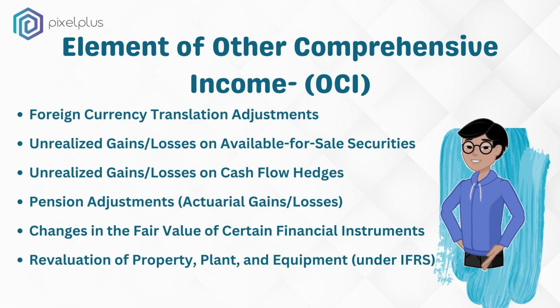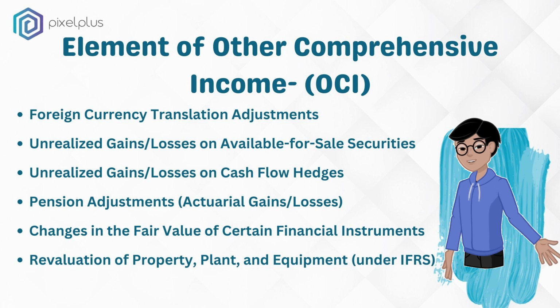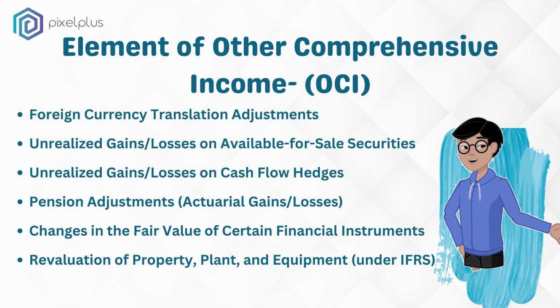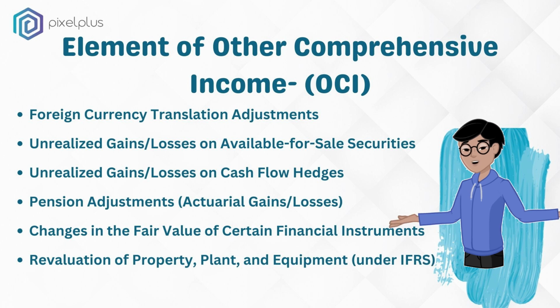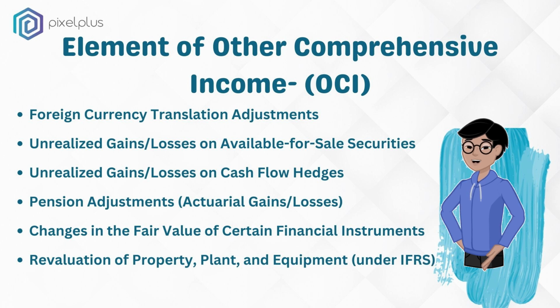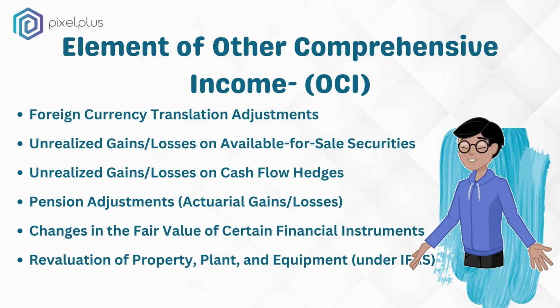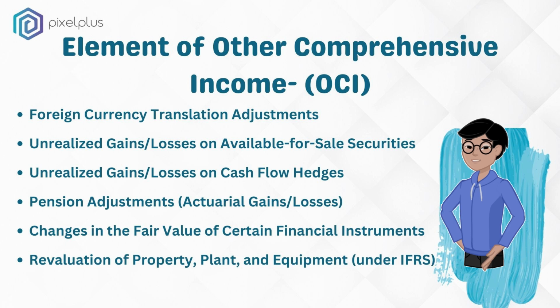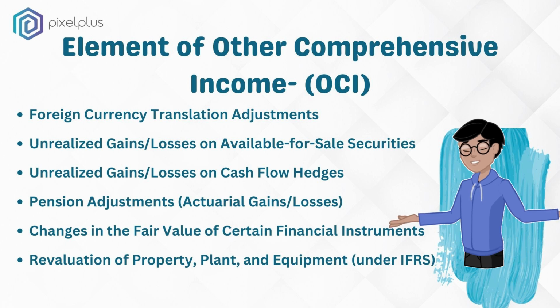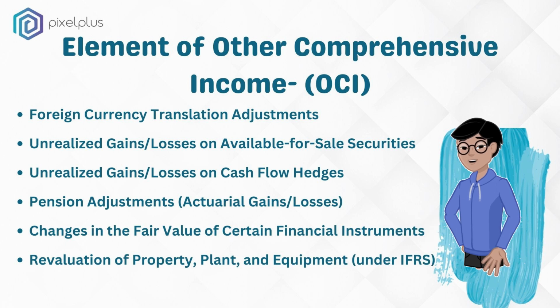The next thing in the OCI is unrealized gain or losses on cash flow hedges. Unrealized gain or losses on cash flow hedges relate to the derivative instruments used to hedge forecasted transactions or variability in the cash flow. These hedges aim to protect the company against risks such as changes in interest rates or commodity prices. The effective portion of the unrealized gain or losses on the hedging instrument is recorded in the OCI until the hedged transaction affects earnings.